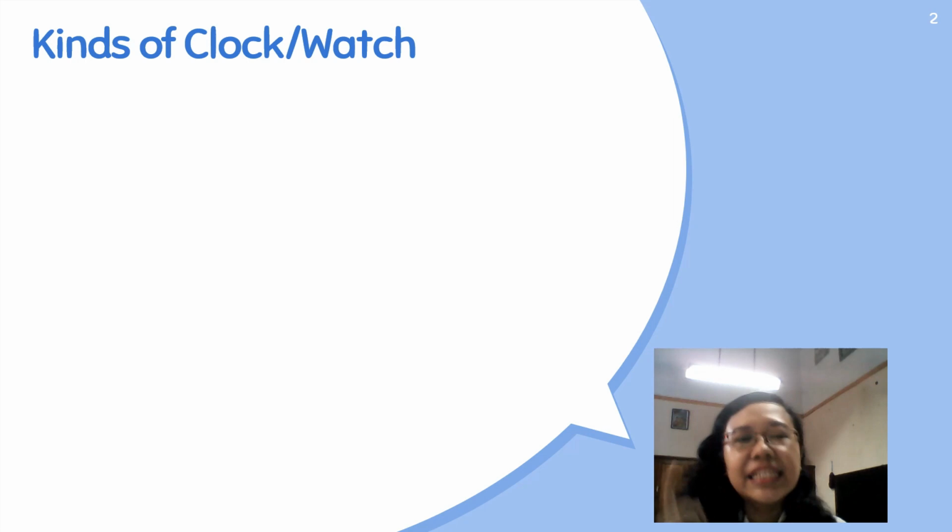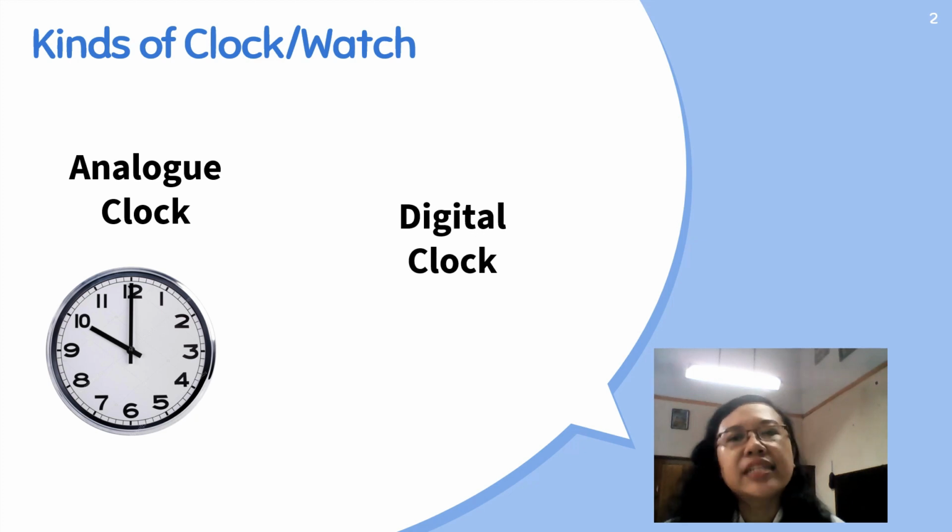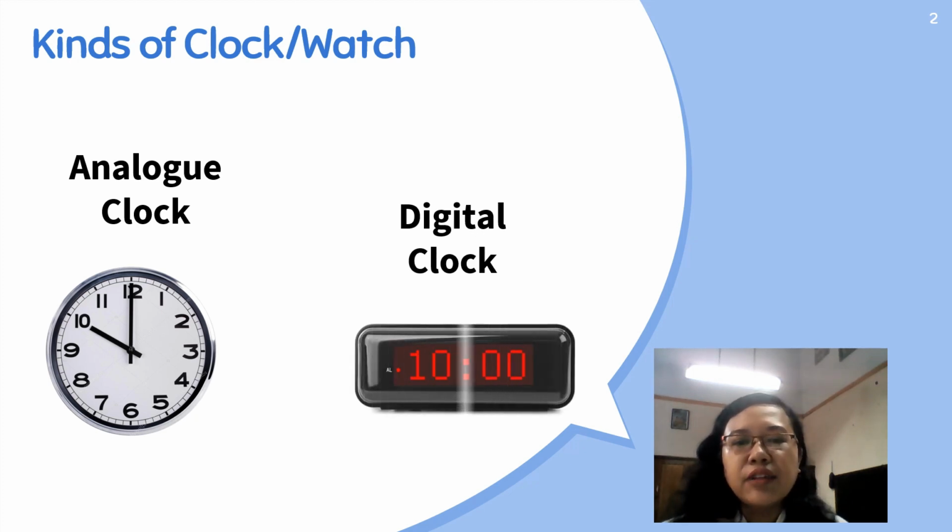Okay students, these are kinds of clock or watch. There are two kinds of clock or watch. First, the analog clock. You can see the analog clock at your house and also at your school, on the wall. Next, the digital clock. Look, where can you see the digital clock? Yes, maybe in your bedroom.